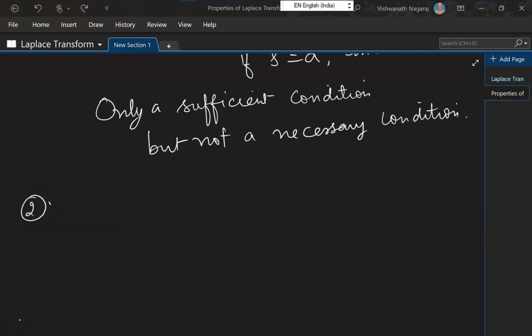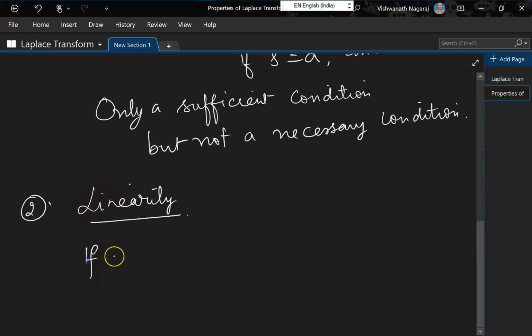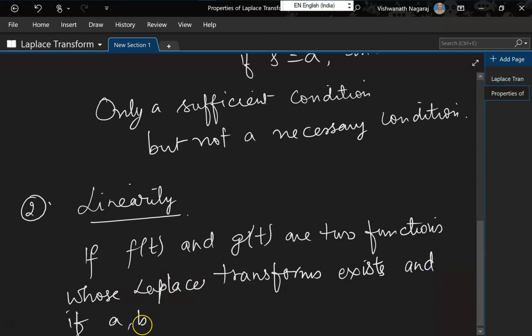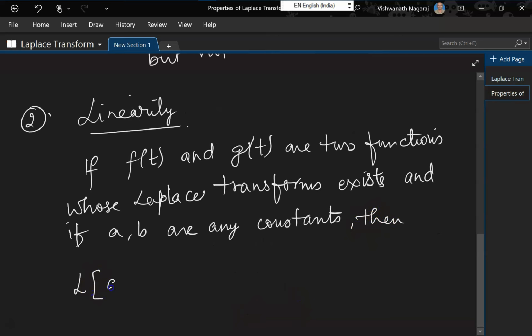Now the second property is that of linearity. If f of t and g of t are two functions whose Laplace transforms exist, and if a and b are any constants, then the Laplace of a times f of t plus b times g of t is equal to the sum of the Laplace of the individual items.